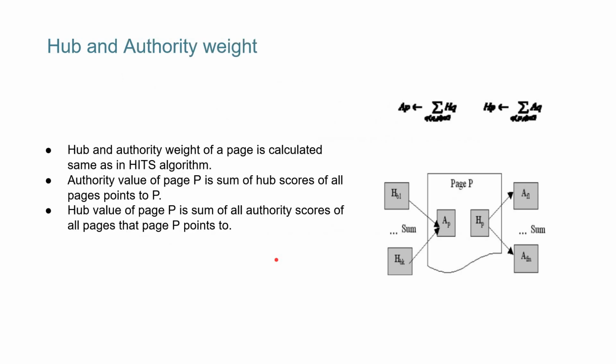Now hubs and authority weight. So the hub and authority weight of a page is calculated in a similar fashion as in HITS algorithm. The authority value of a page P is the sum of hub scores of all the pages that point to page P. And the hub value of page P is the sum of all the authority scores of all the pages that page P points to.